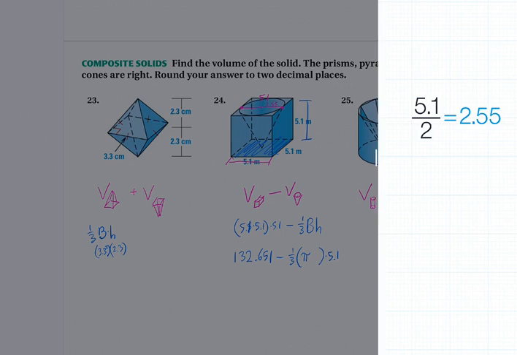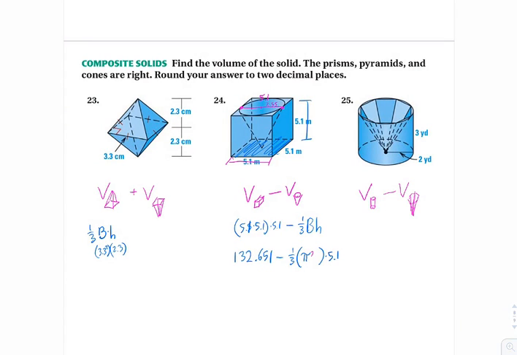Yeah, 2.55. So we're going to go down here and go 2.55 squared. And that's it. I'll leave the arithmetic up to you guys there.